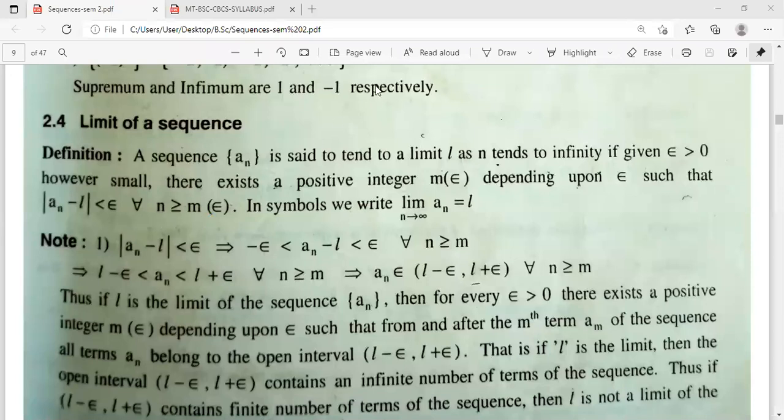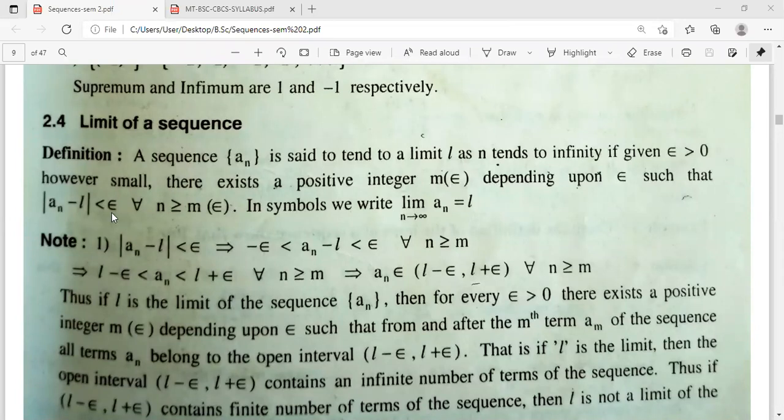So writing here, for every n greater than or equal to m of epsilon. The same you are writing here: limit a n as n tends to infinity is equal to L. Now, of course, in the case of the limit of a function you write limit f of x as x tends to a is equal to f of a, that is equal to some L. The same way here also. However, there is a positive integer m. There is no need to write m of epsilon here, you can write m also, there is no problem.